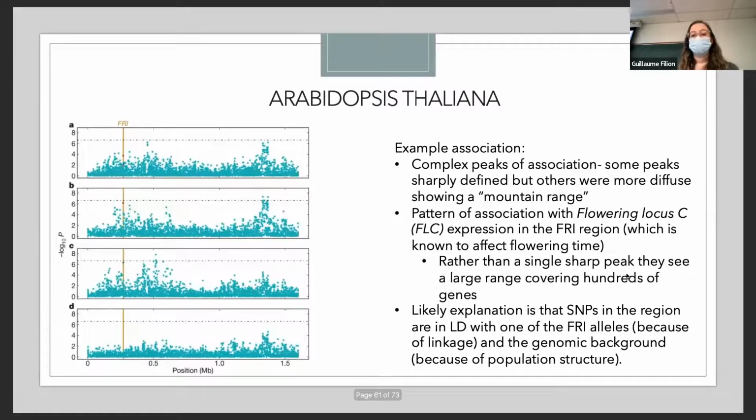I thought this example was also really interesting. So we've been showing these Manhattan plots as these big peaks, but in one case they actually found what they called more of a mountain range. So they suggested because there's such high levels of LD in this region, they didn't actually identify a single peak, and they just see this big mountain range. And this was based on flowering time in the FRI region. And so they said it was likely explained by high linkage and population structure. And the different plots here were just them trying different corrections, and it still showed the same overall mountain range.